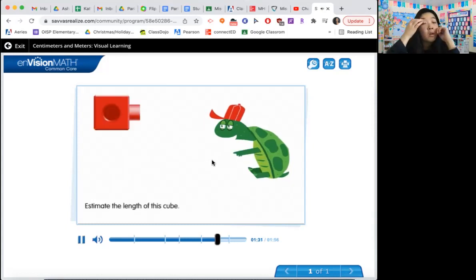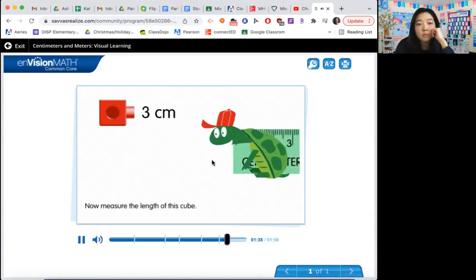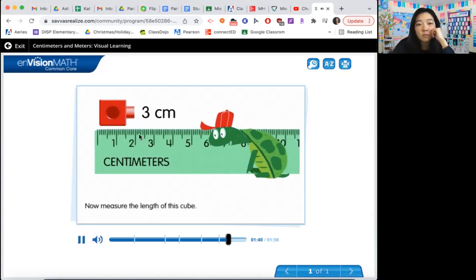Now let's estimate the length of a cube. Estimate the length of this cube. This cube is about 3 centimeters. Now measure the length of this cube. How many centimeters is this cube? 3.